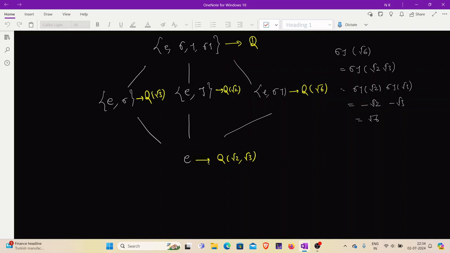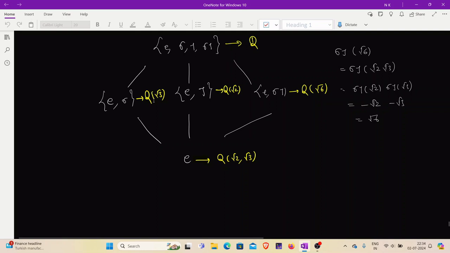We can see here that, in particular, the single identity automorphism fixes all of Q(√2, √3), whereas the complete group fixes Q. You can simply see identity is contained in {identity, sigma}, identity is contained in {identity, tau}, identity is contained in {identity, sigma tau}, and all these three subgroups are contained in our group of automorphisms, that is {e, sigma, tau, sigma tau}. Whereas now you can see the reverse diagram, that its fixed field is Q.